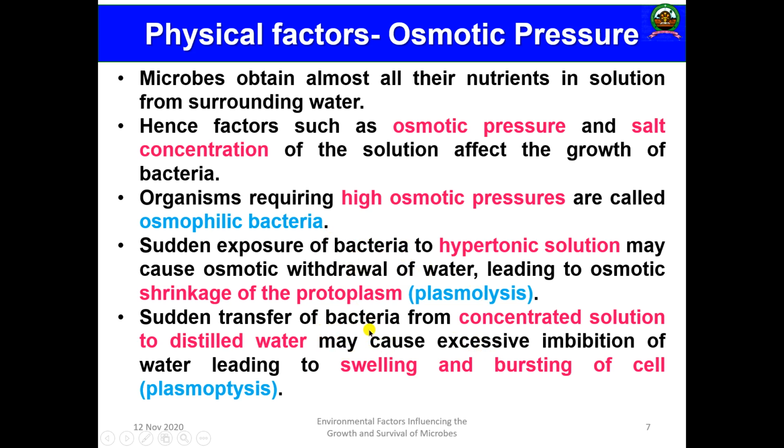Where there is high salt concentration, the water will flow to that particular region. In the first case, the water will flow outside because the salt content is higher outside and lower inside. Then the water will be released from the cell. In the second case, the bacterial cell has a lot of salt content and the surrounding medium has no salt, so the water will flow from the surrounding medium into the bacterial cell.